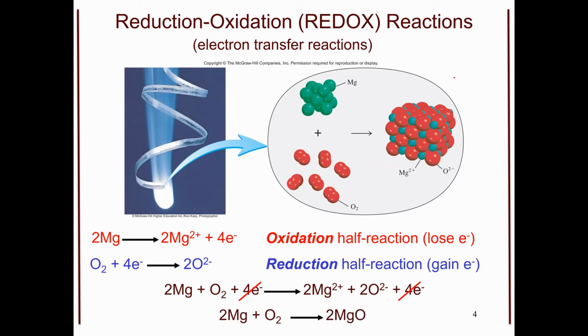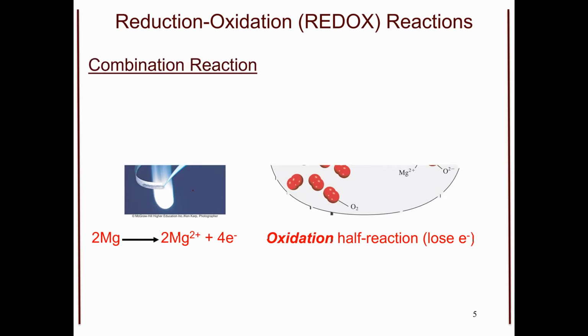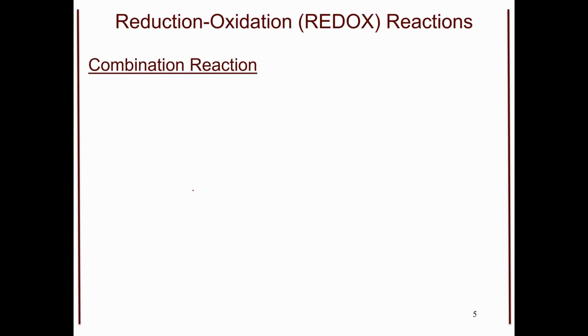So we would end up with 2 Mg and O2 going to 2 MgO. It's really important that you are able to notice which species are gaining electrons and which ones are losing them. There is a bunch of subfamilies that come in our redox reactions.